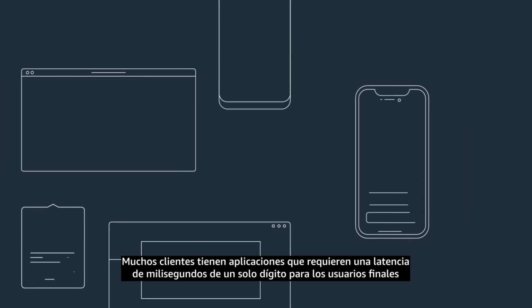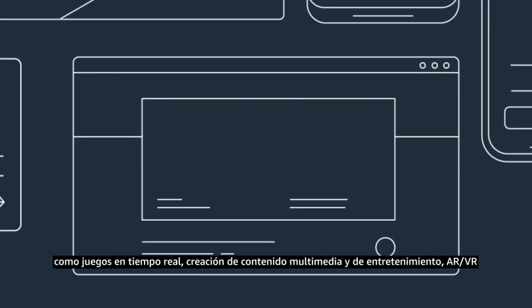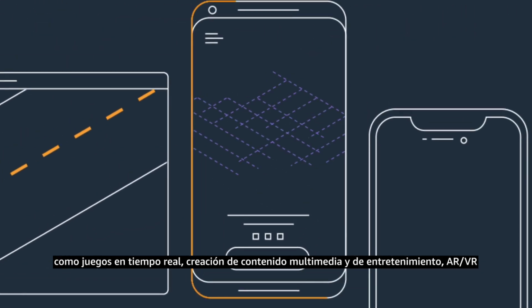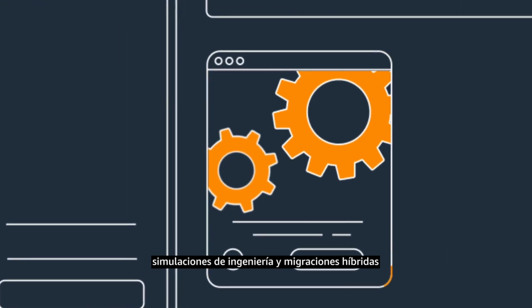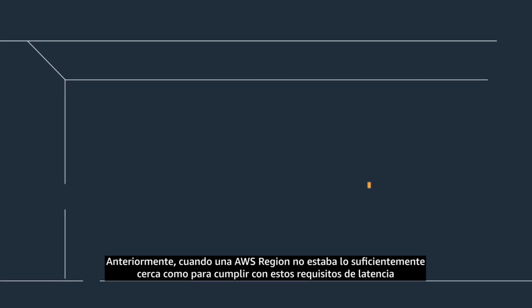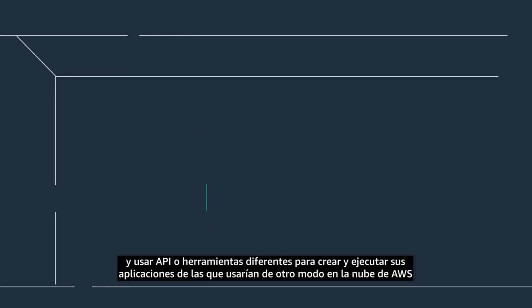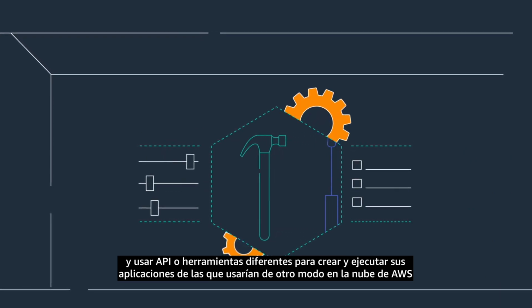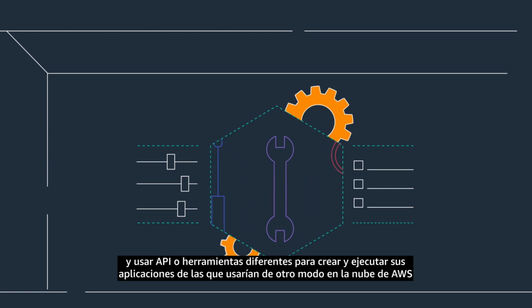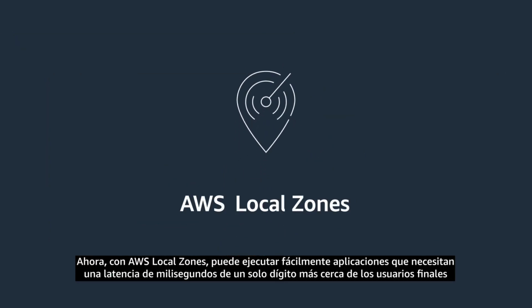Many customers have applications that require single-digit millisecond latency to end users, such as real-time gaming, media and entertainment content creation, AR/VR, engineering simulations, and hybrid migrations. When an AWS region isn't close enough to meet these latency requirements, customers have to provision their own infrastructure, manage it, and use different APIs or tools to build and run their applications than what they would otherwise use in the AWS cloud. Now, with AWS Local Zones, you can easily run applications that need single-digit millisecond latency closer to end users and on-premises systems in a specific geographic area.